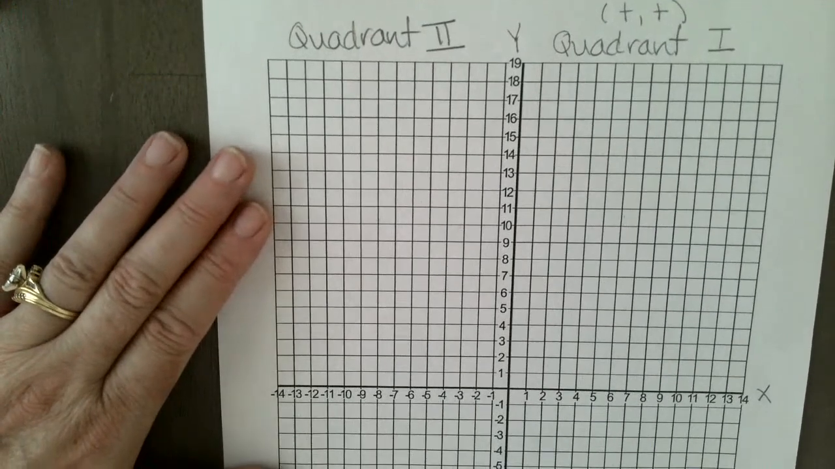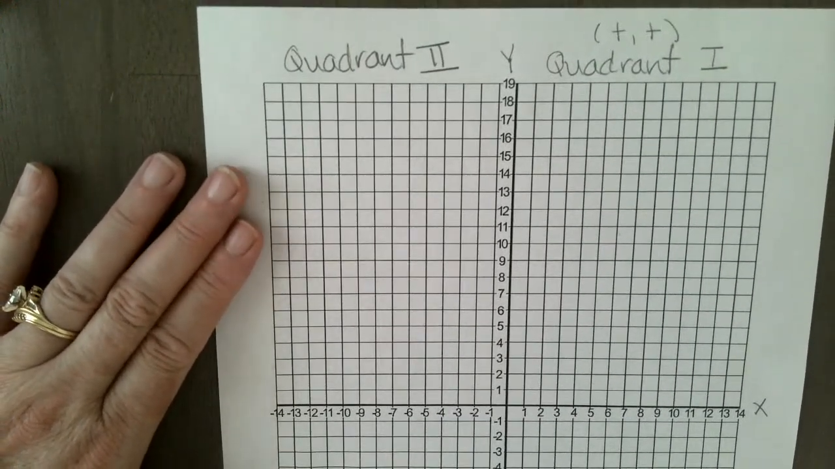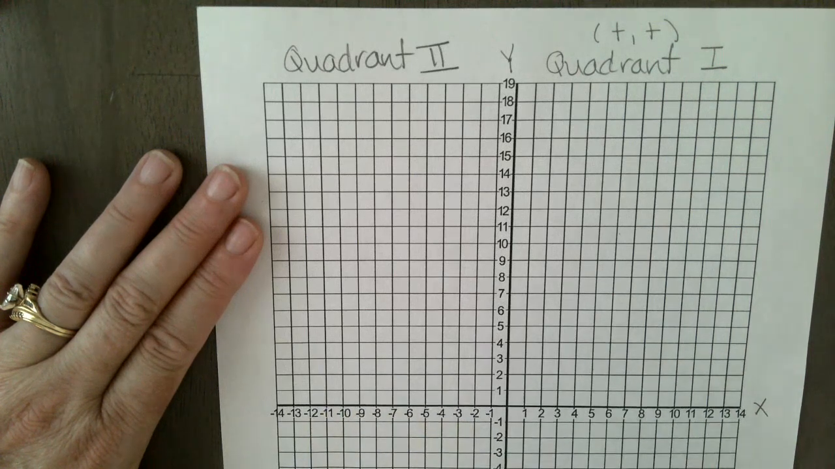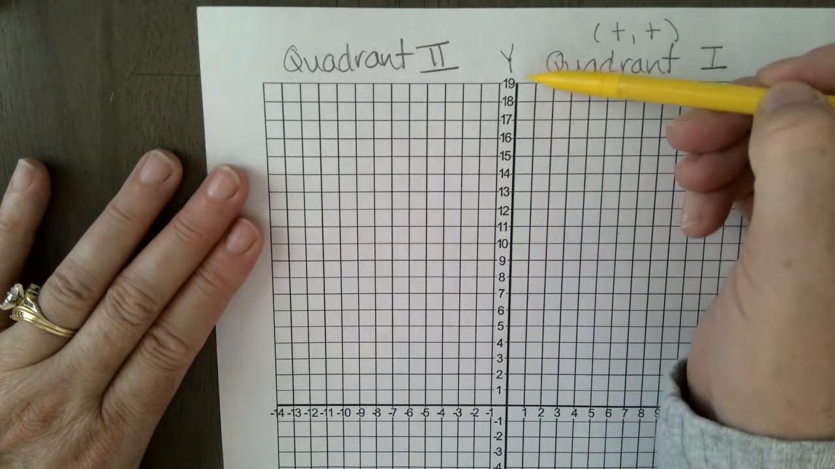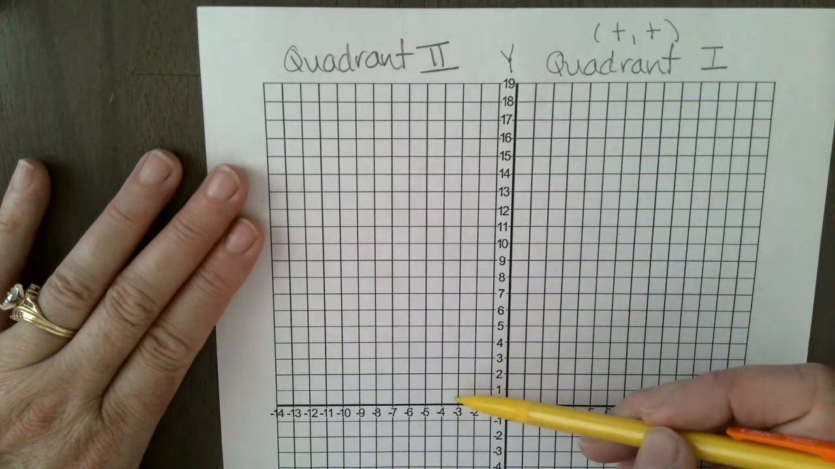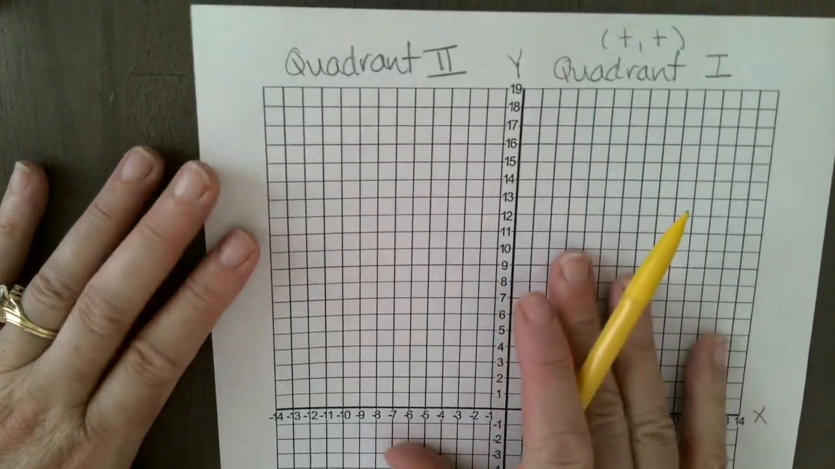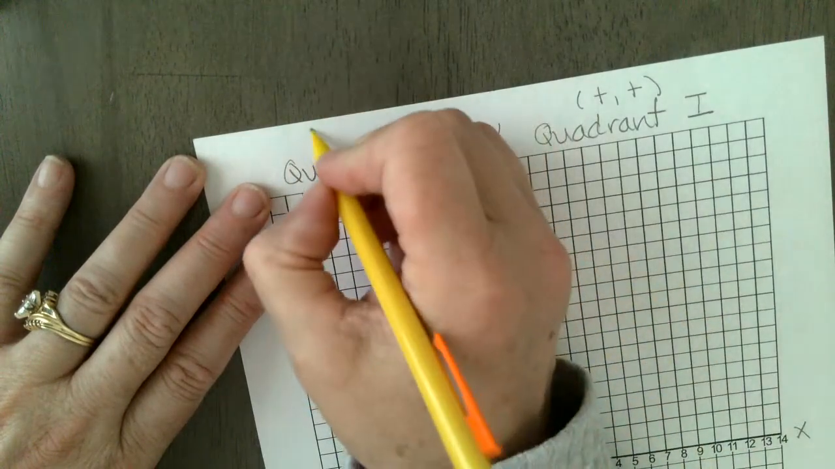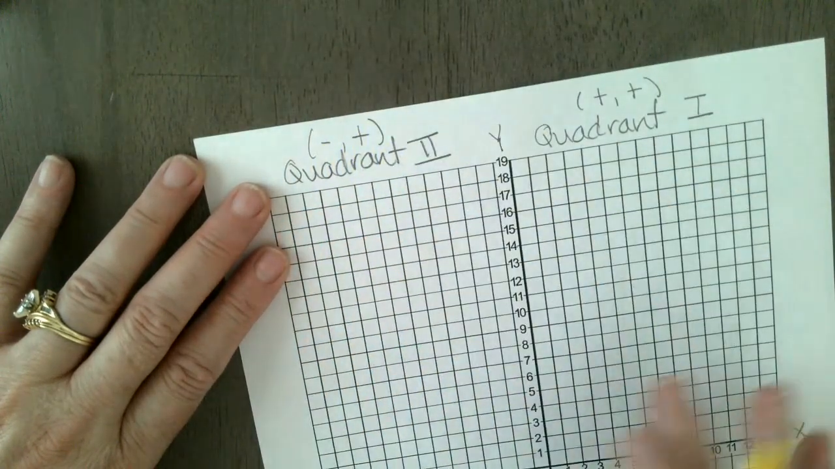Let's move to quadrant 2. Again, the same pattern, X comes first. Notice here on my X axis, I have some negative values. But my Y axis is going to be positive. So the pattern in this case is negative, positive. So just above quadrant 2, I'm going to write negative, positive.